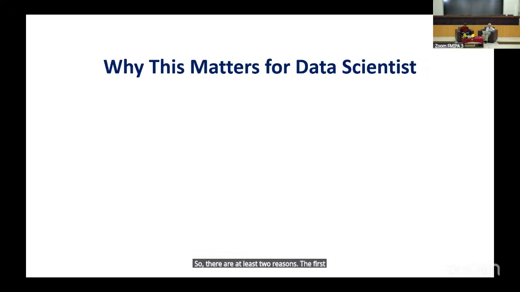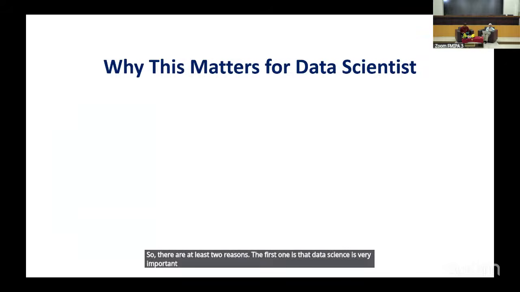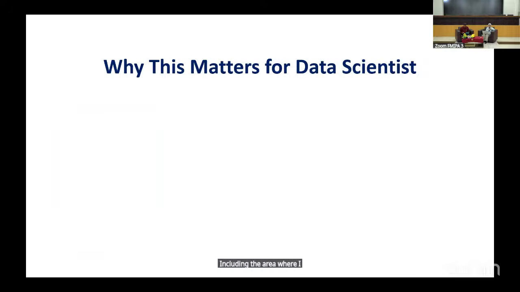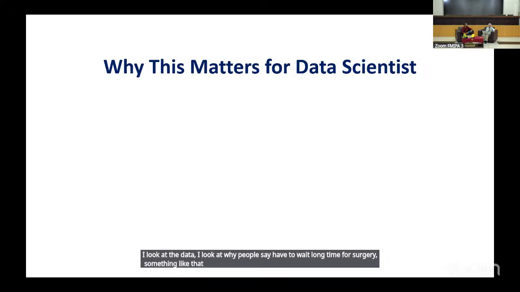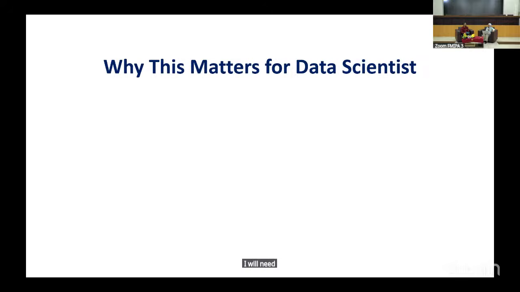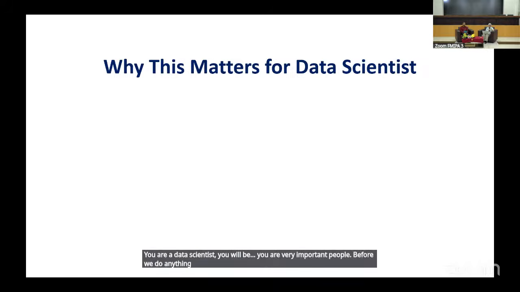The first one is that data science is very important in many fields, including the area where I research, which is healthcare operations. Say I study operations in a hospital, and I look at the data. I look at why people have to wait a long time for surgery, something like that. But before I do any modeling, I will look at the data, and I will need the data science component, the data science tools, to look at the data. This is why it is very important. You are a data scientist, you are very important people. Before mathematicians do the modeling, they will look at the data first, if it is data-driven modeling.